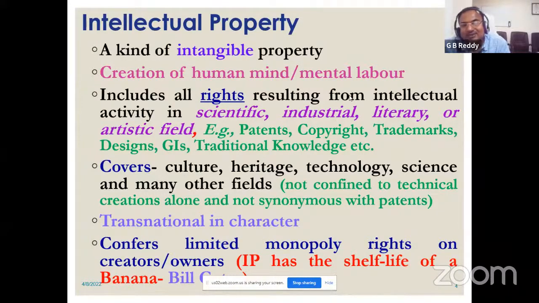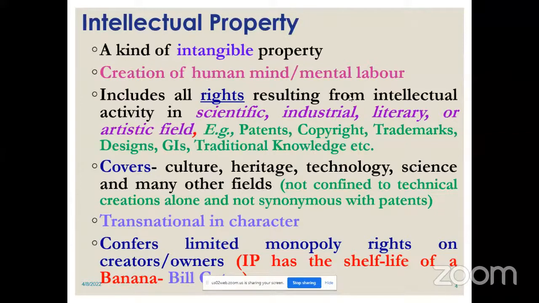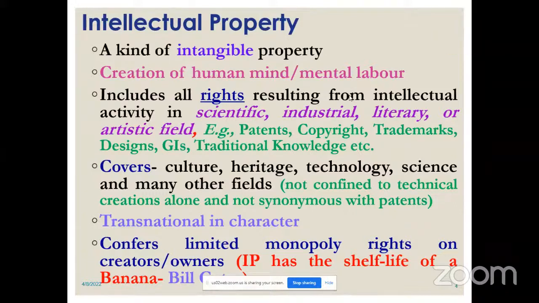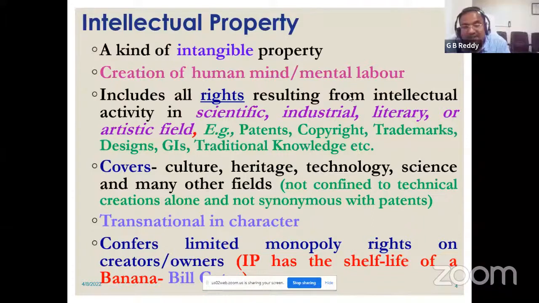We are talking about intellectual property rights, the rights which result from intellectual activity, and it may be in any field, maybe scientific, industrial, literary, or artistic. When we are talking about IP rights, they are patents, copyright, trademark, design, traditional knowledge, or geographical indications of goods. And today, intellectual property encompasses many areas, as I said in the beginning. It may be culture, heritage, technology, or even science. And intellectual property is not confined to technology alone.